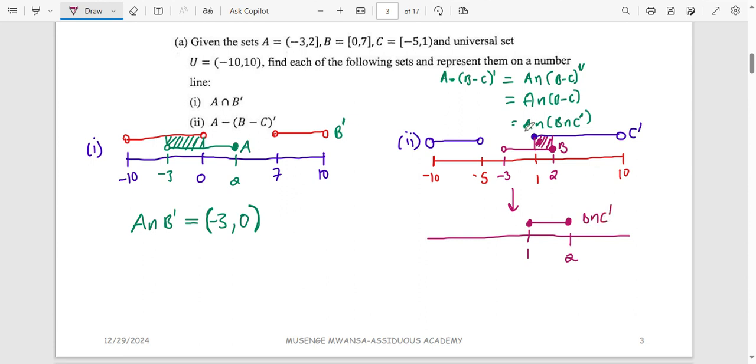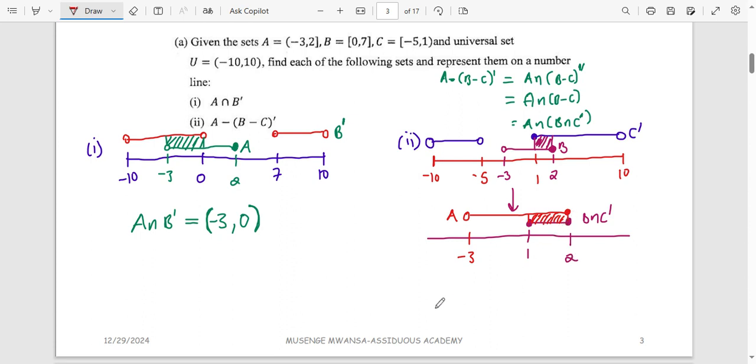Now I want where A is intersecting with B intersection C complement. So I'm now going to bring the set A here. The set A is from negative 3 up to 2. So let's say negative 3 is here. Okay, and this is going to be open at negative 3, and then at 2 it's going to be closed. Okay, this is our set A, and we want where these two sets are intersecting. Can you see that they are just intersecting from here up to here? And again, you can see 1 is included in both sets, 2 is also included in both sets.